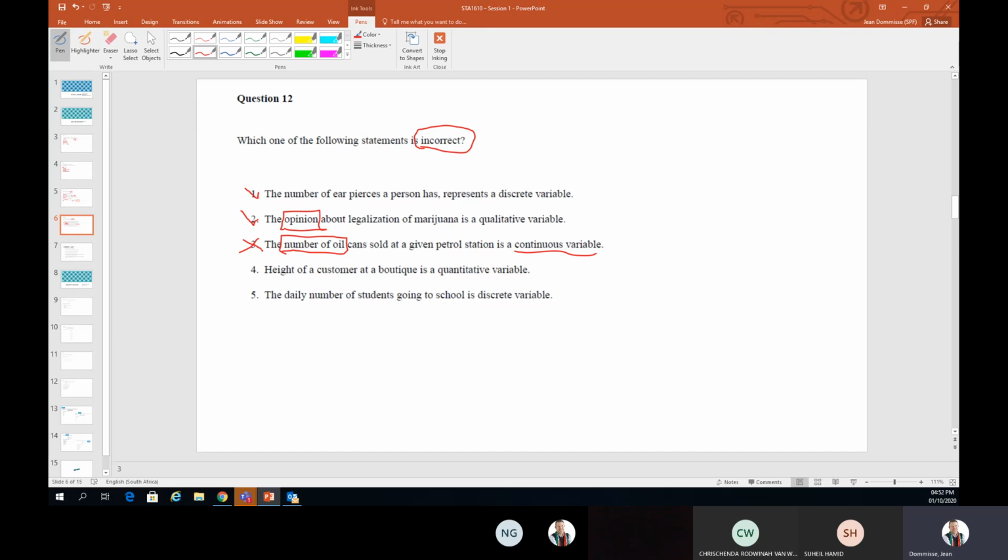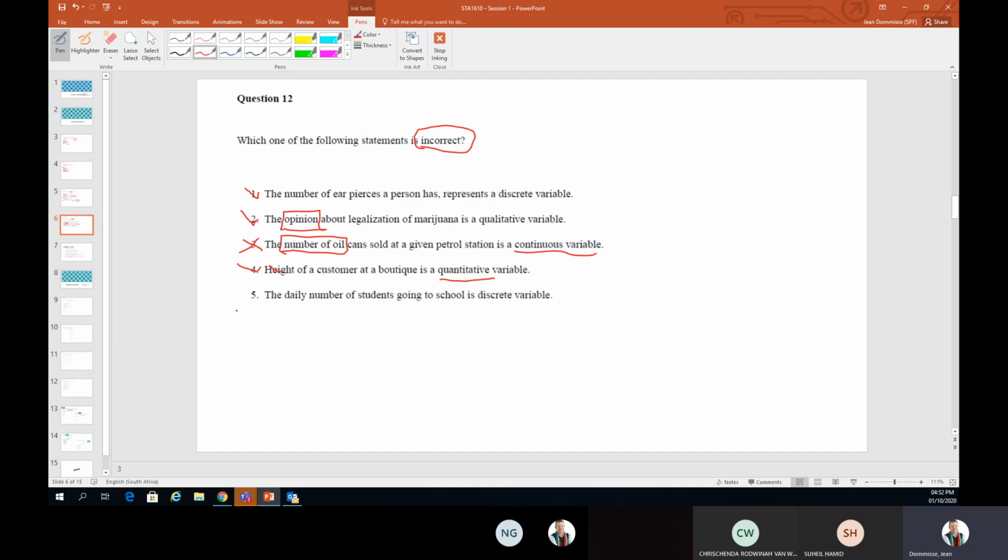Let's just look at the other two because I just want to see what that is about. So the height of a customer at a boutique is a quantitative variable. So quantitative talks about measurement. So the height of a customer is a measurement, so that is correct.